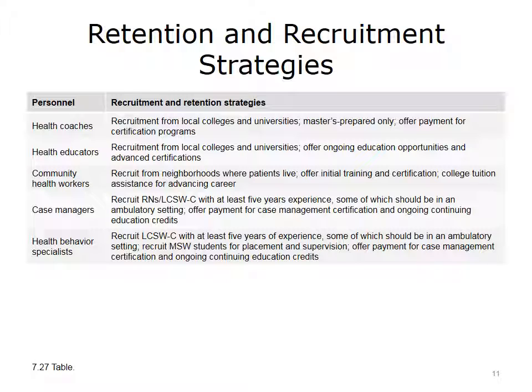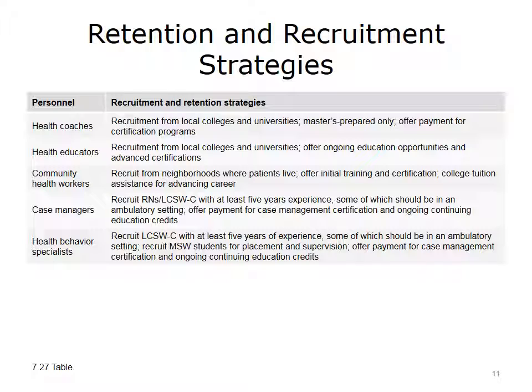The case managers are either registered nurses or licensed clinical social workers. And the same is true of health behavior specialists. JCHIP requires that the licensed clinical social workers are certified clinicians and have had at least 5 years of experience, some of which should be in an ambulatory setting. They offer payment for case management certification. There are at least 2 national case management certifications. And when that is obtained, case management certification requires ongoing continuing education credits.